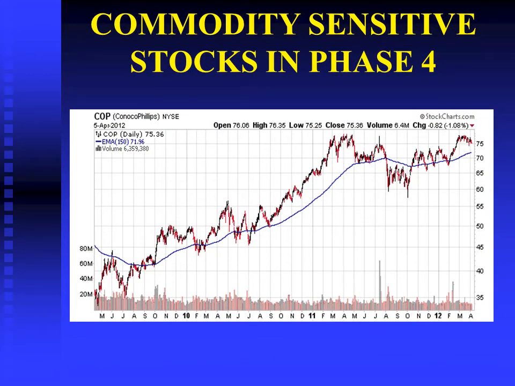Another stock that is dependent on the price of crude oil is ConocoPhillips, and again exactly the same pattern as Marathon Oil. Look how it peaked in the first half of 2011, like all the other commodities, and then again here there was a weakness in the first half of 2012 as commodities declined.